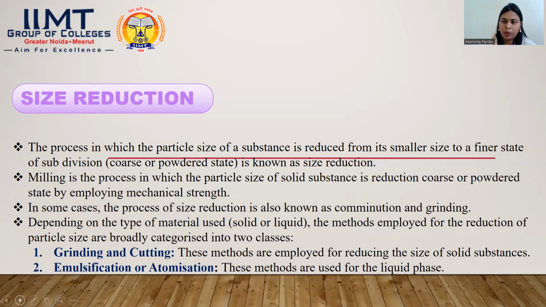Okay. Milling. A very important term is mill. What is mill and what is milling? Milling is a process in which the particle size of a solid substance is reduced to a coarse or powdered state by employing mechanical strength. If we take an example of size reduction, we put that bulky mass in a machine, and the outcome is the fine or coarse or reduced size particle. So the machine in this whole procedure is known as the mill, and the whole procedure is known as milling. Okay. In some cases, the process of size reduction is also known as grinding.